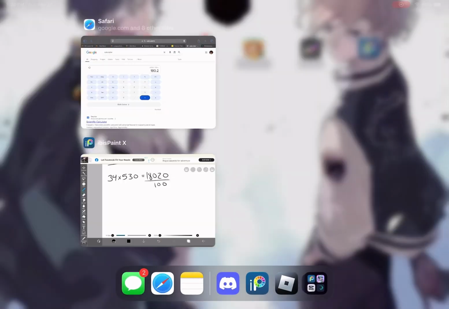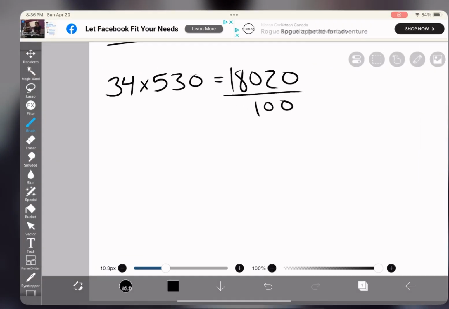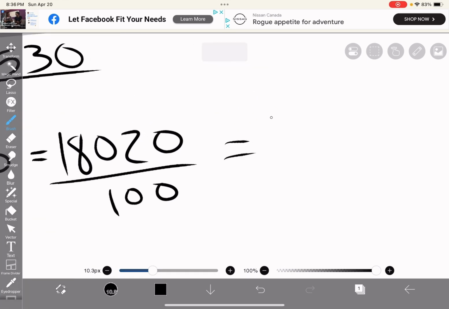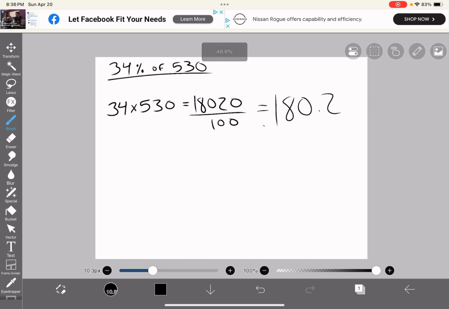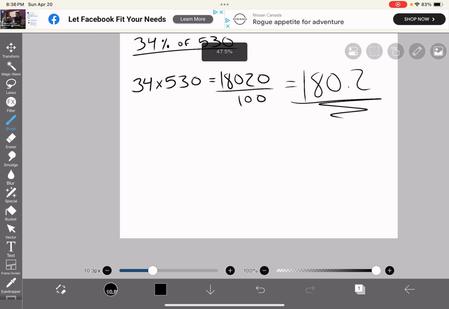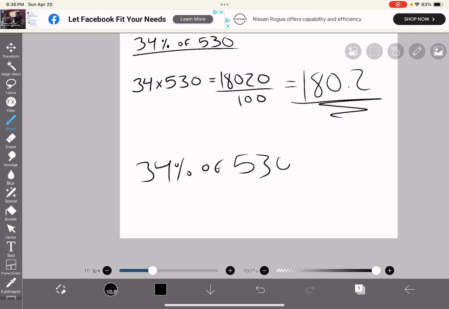equals 180.2, right? So that would be 34% of 530 is 180.2. And if you don't trust me, you could always double check with the percentage calculator.